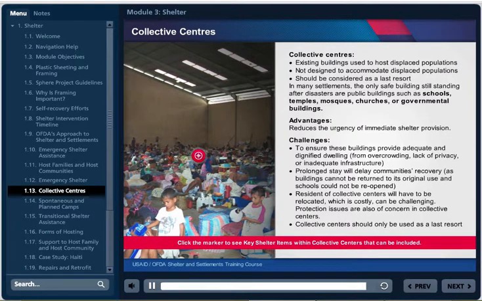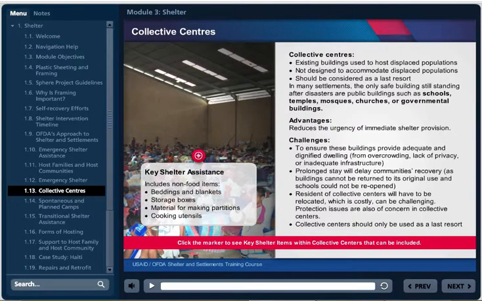Click the marker to see key shelter items within collective centers that can be included. Key shelter assistance within collective centers can include essential household non-food items, especially bedding and blankets, storage boxes, as well as material for making partitions. It is also worth checking cooking arrangements within the collective centers to understand the need for cooking utensils. Note that additional support may be required as part of a return package during voluntary return or as an incentive for return to place of origin as the collective center moves towards closure.